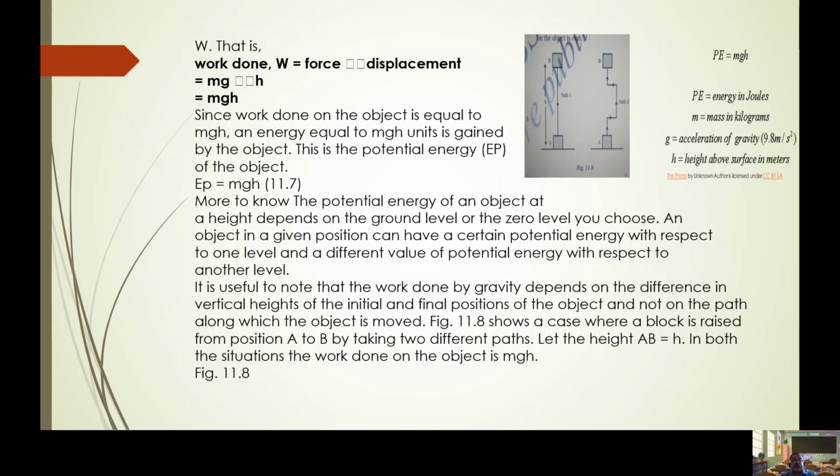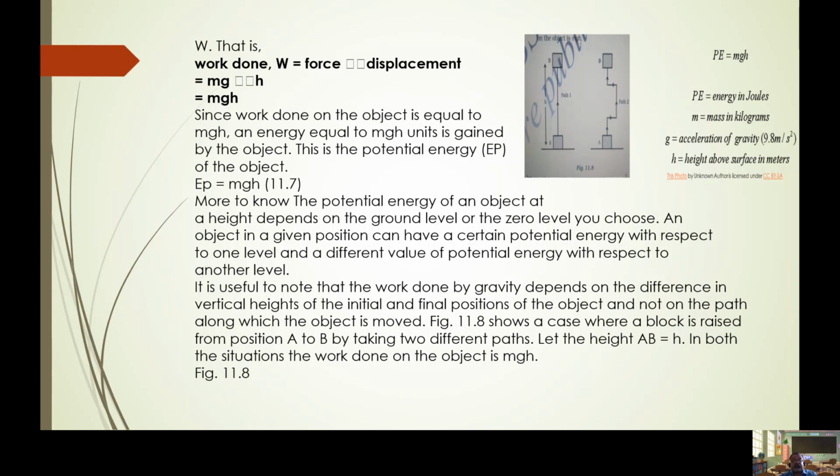More to know: the potential energy of an object at a height depends on the ground level, or the zero level, you choose. An object in a given position can have a certain potential energy with respect to one level and a different value of potential energy with respect to another level.